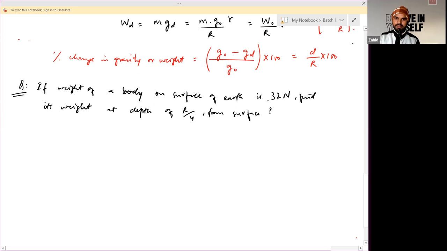In this particular part, you have given weight on the surface of Earth, that is W naught, 32 Newton. Depth is R by 4. So you have to put weight at some depth equals to weight on the surface times (1 minus d by R). Put all the values in this part and simplify it to get weight at some depth d.